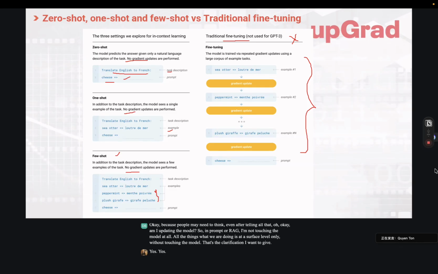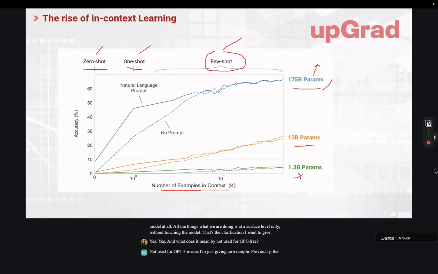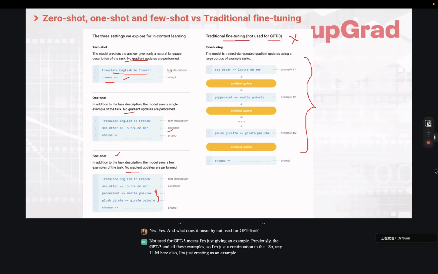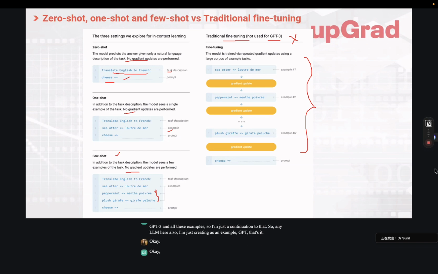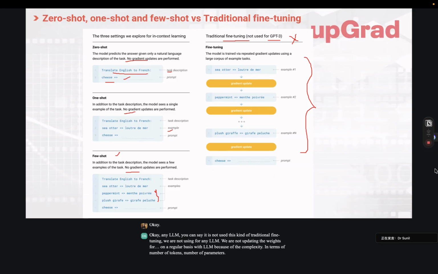Yes. And what does it mean by not used for GPT-3? Not used for GPT-3 means I'm just giving an example, previously the GPT-3 examples, as a continuation to that. Any LLM here, I'm just giving GPT as an example. Okay, so for any LLM, this kind of traditional fine tuning we are not using. We are not updating the weights on a regular basis with an LLM because of the complexity in terms of number of tokens, number of parameters.